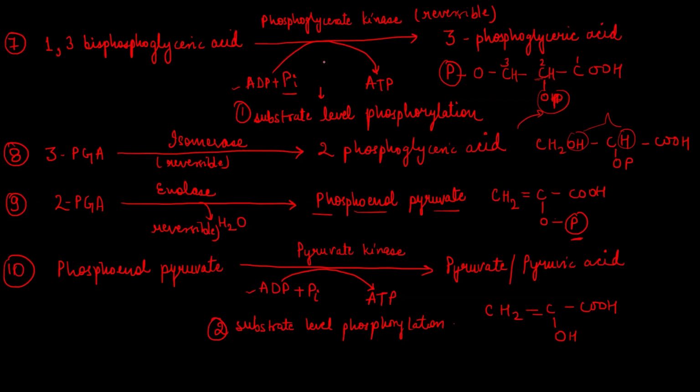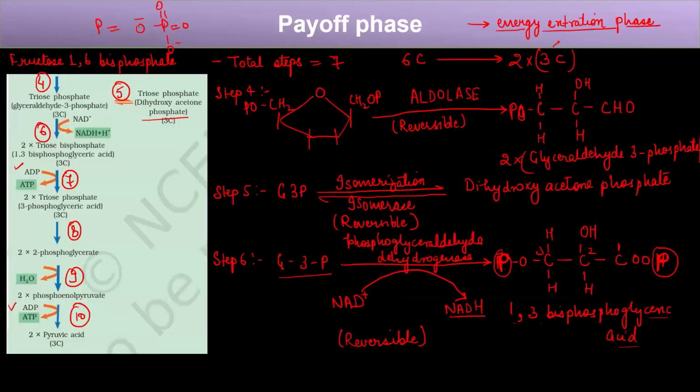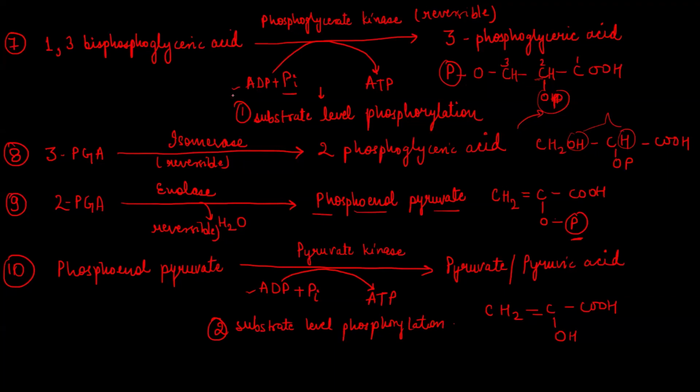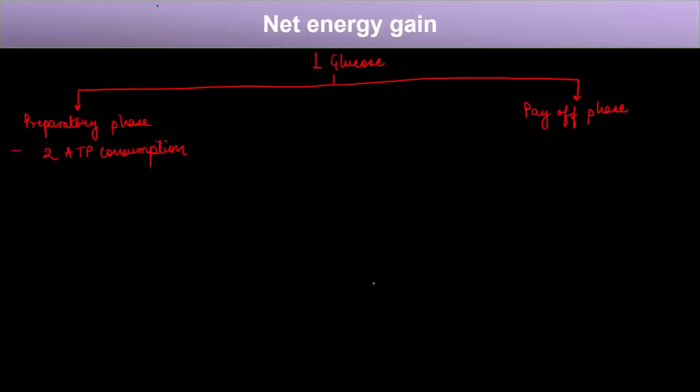taking place. But we already know that from one glucose molecule, everything is forming in 2 molecules, everything is getting formed, right? So at each step, 2 ATP from one glucose molecule will be formed here. Here also 2 ATP will be formed, because in the payoff phase, 2 molecules of products are forming from one glucose, right?